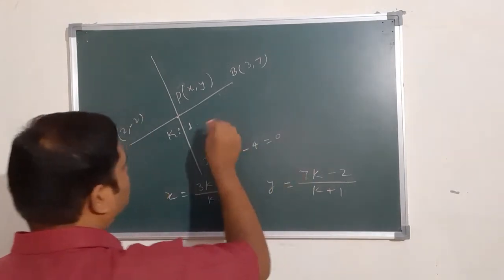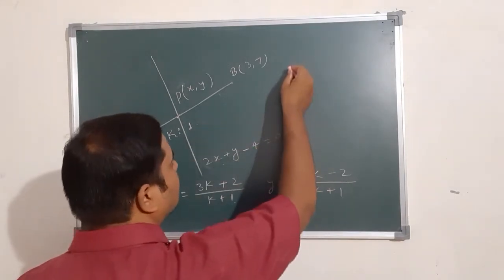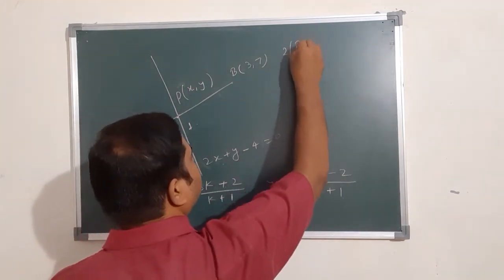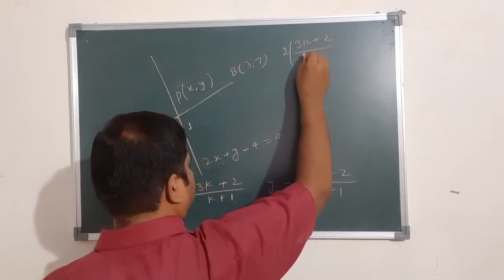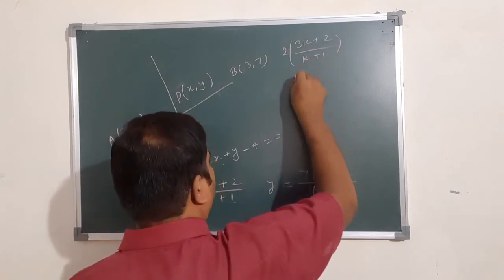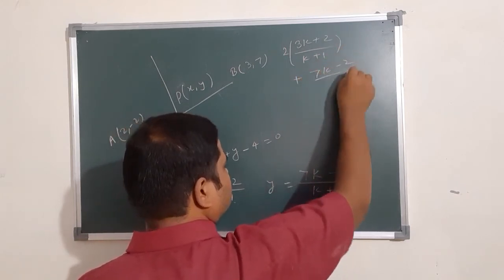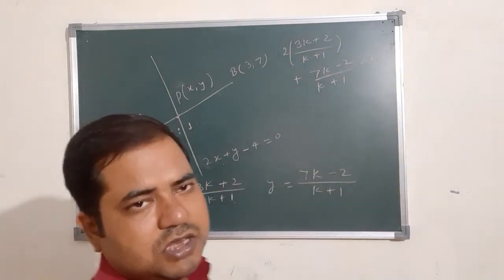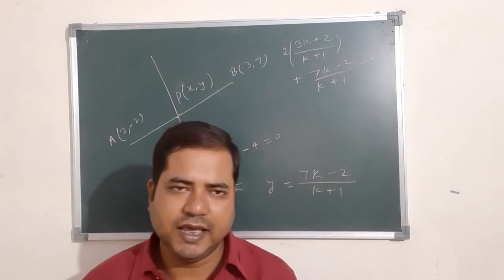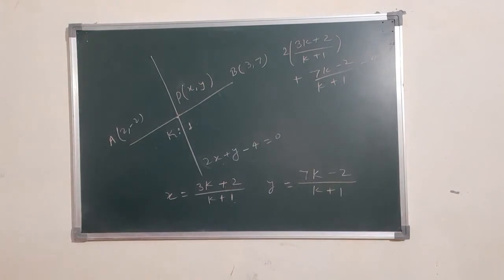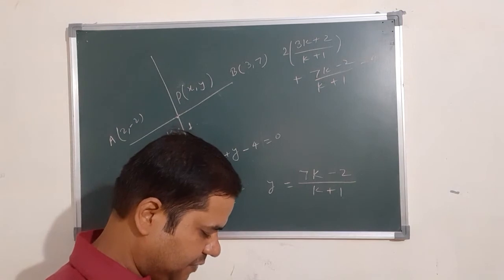So putting this value of x and y in the equation, we get 2 into (3k plus 2) divided by (k plus 1), plus (7k minus 2) divided by (k plus 1), minus 4 is equal to 0. You can solve this equation and get the value of k, and this is nothing but the particular ratio.